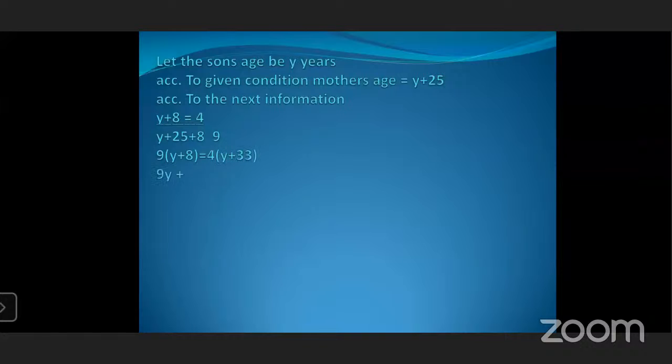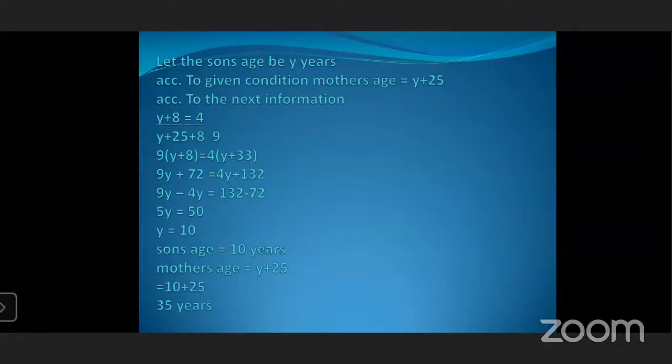Now cross multiply: 9 into y plus 8 is equal to 4 into y plus 25 plus 8, that is y plus 33. Now open the brackets: 9y plus 72 is equal to 4y plus 132. Take 4y to this side: 9y minus 4y is equal to 132 minus 72. 5y is equal to 60, so y is 12... the son's age is y, and the mother's age is y plus 25, that is 35.